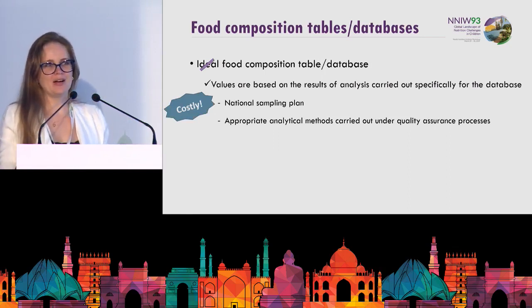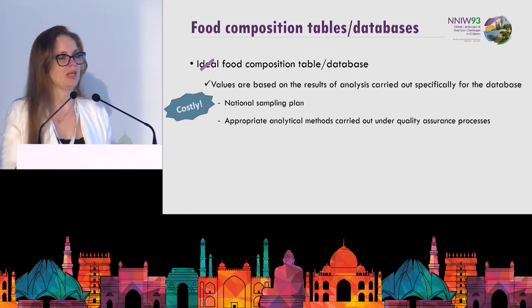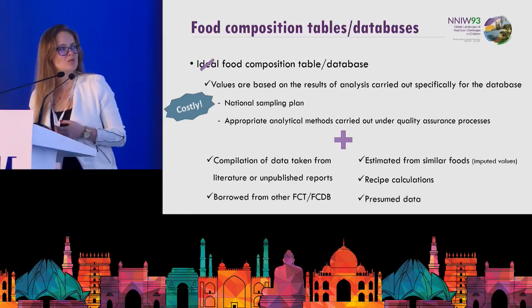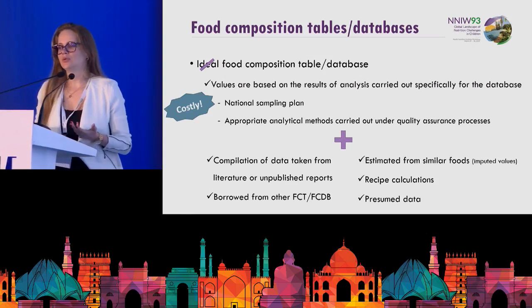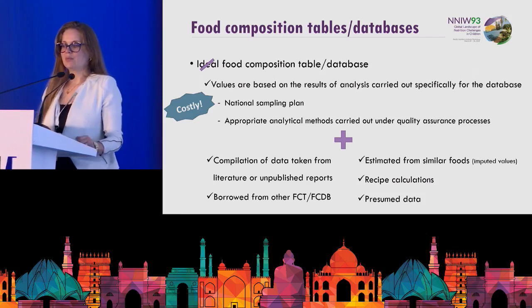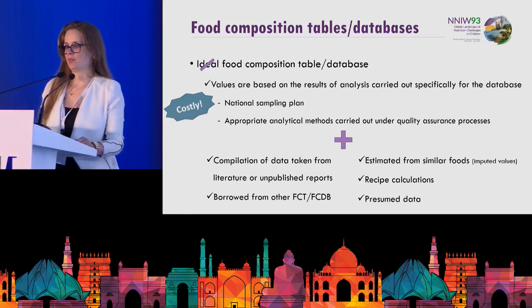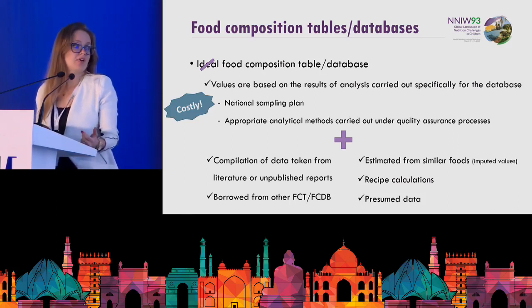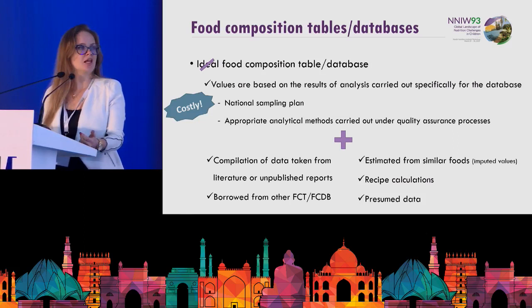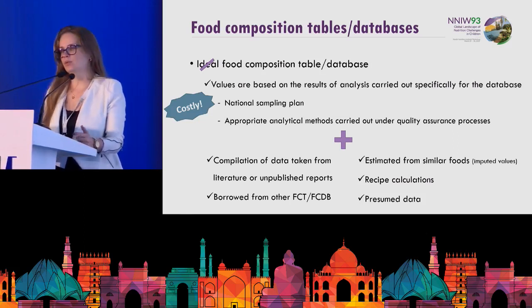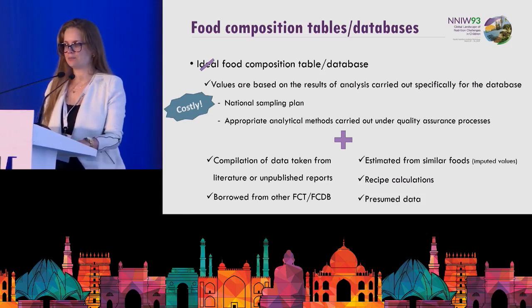So normally we don't have an ideal food composition table. We always try to have the best food composition table possible. So we also use other sources of data. We can compile data from the literature or unpublished laboratory reports. We can also borrow values from other food composition tables. We estimate values from similar foods, what we call imputed values.